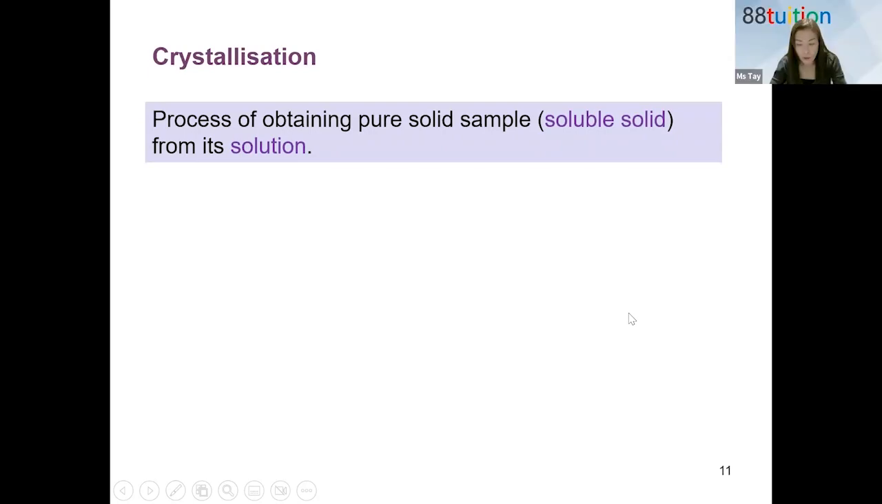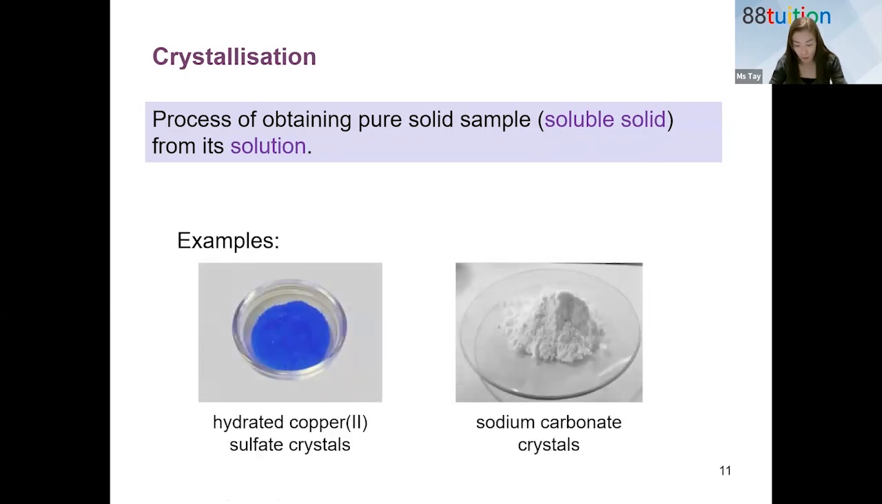Another way to obtain our soluble solid, especially for those substances that decompose on heating, is to use crystallization. So the steps to take will be illustrated for you later. Examples will be these substances. These are all soluble solids. They dissolve very well in water.